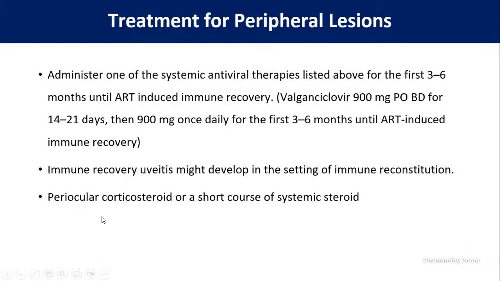For peripheral lesions, you can give the same treatment for about 3 to 6 months, because peripheral lesions don't give rise to too much loss of vision; they cause more peripheral field defects. But again, you may have to work closely with the ophthalmologist to decide how long and what kind of treatment you want to give to your patient.